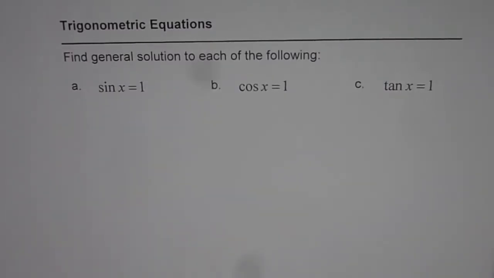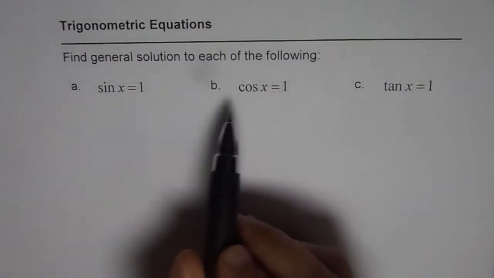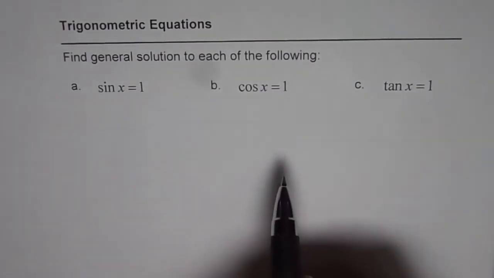I'm Anil Kumar, and in this video we'll try to understand how to write the general solution for a trigonometric equation. So we'll begin with a very simple example, and this time we'll take all the primary trigonometric functions as equal to 1, and we'll find the general solution for these. So we have here sin x equals 1, cos x equals 1, and tan x equals 1.